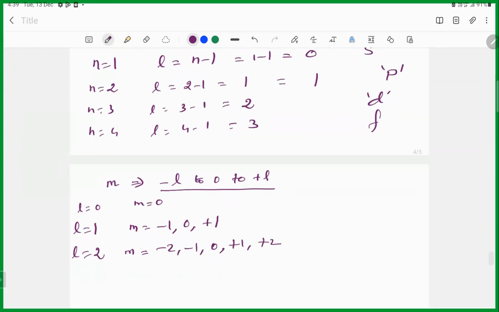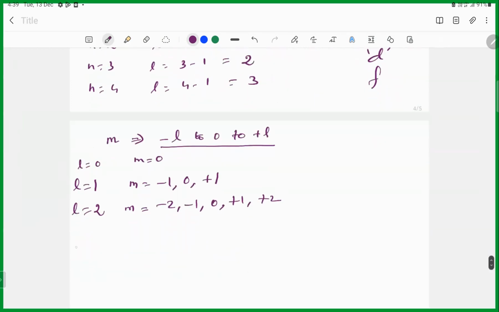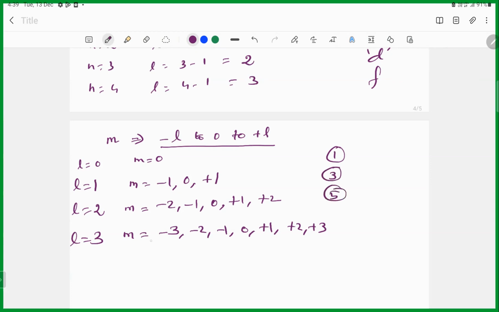So l value is 3, then m value becomes minus 3, minus 2, minus 1, 0, plus 1, plus 2, plus 3. So you calculate. Here you have only 1. Correct? Here you have 3. Here you have 5. Here you have 7.